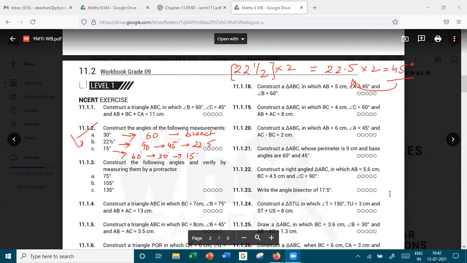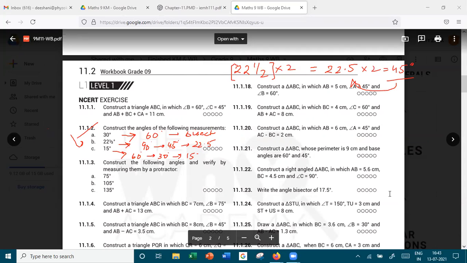Looking at it. Okay, first one is 30. Yes, correct. 22 and a half. Okay, you made 45 and then, yeah. And 15. Yes, correct. One suggestion, Aryan, would be to draw just a single line, don't draw over it.